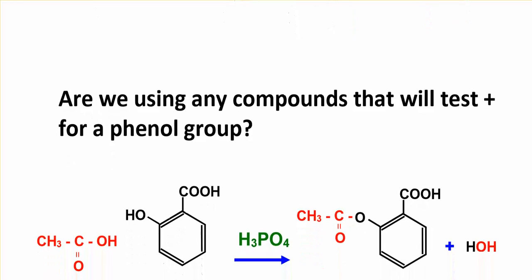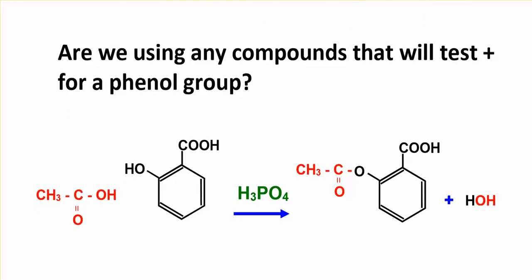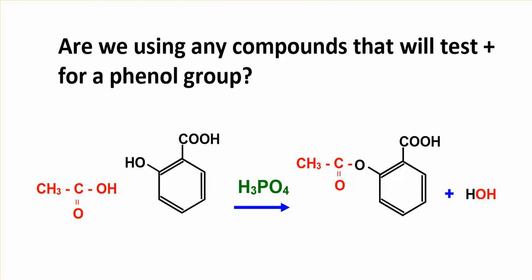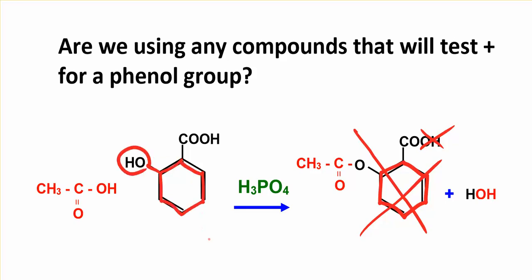So are we using any compounds that will test positive for a phenol group? Well, our aspirin has the ring, but there's no OH right off of the ring. This OH is 2 removed. That doesn't count. So aspirin should not react. And then the other obvious one, because of the ring, is this one. It has the benzene ring and the OH. So this is our salicylic acid. It will test positive.